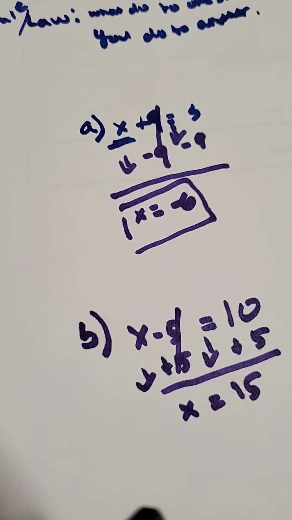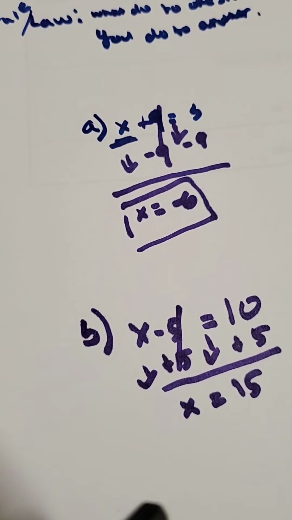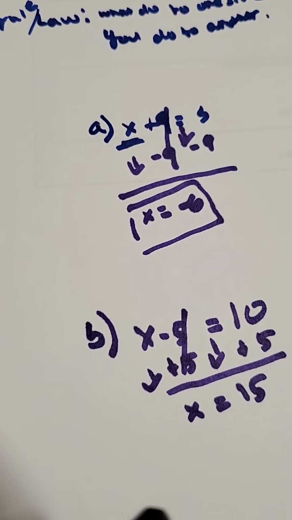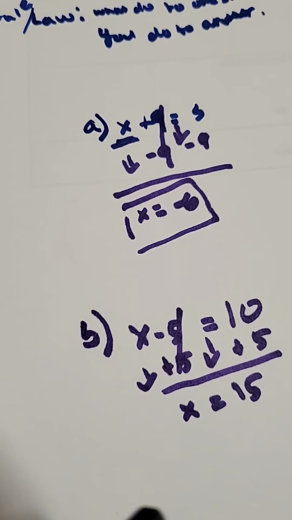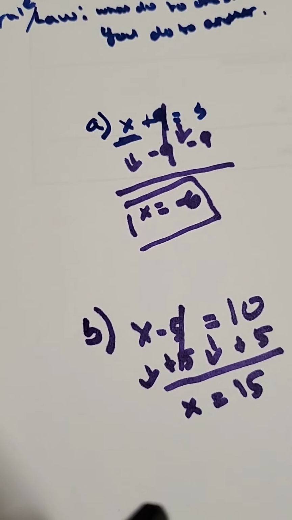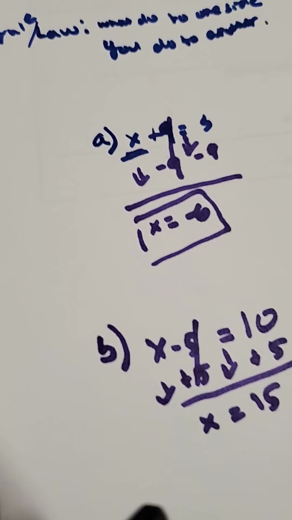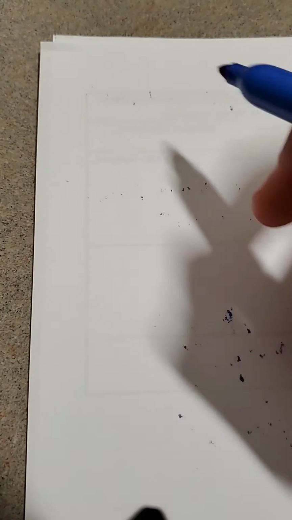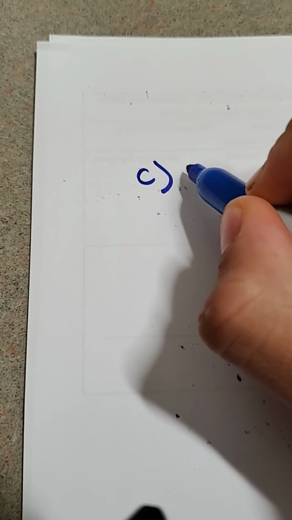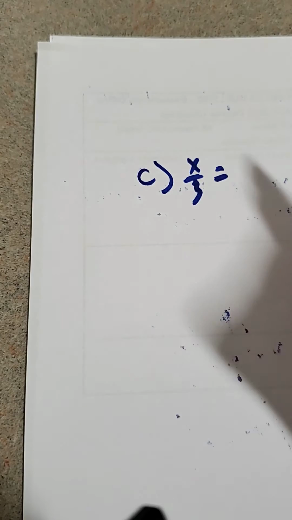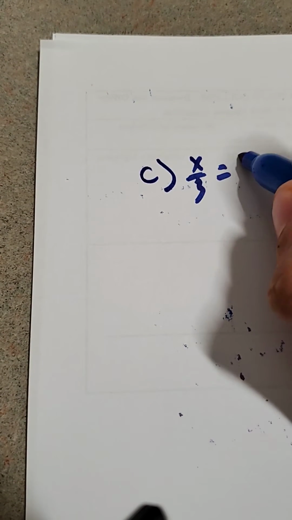So what if we have a multiplication? Let's say we have another example, C. x over 3 is equal to 6.